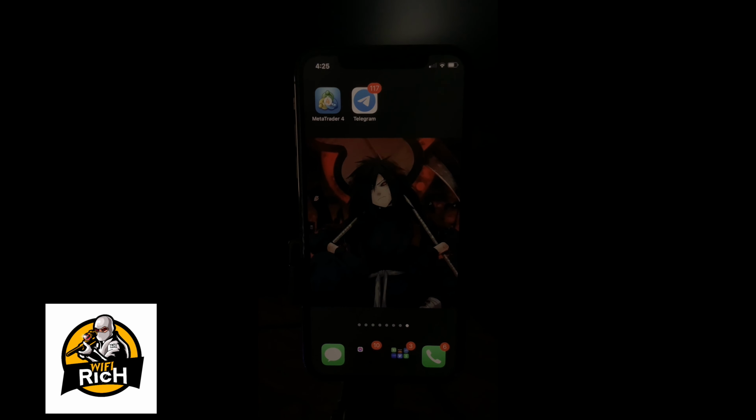Just a quick disclaimer, I'm not a financial advisor, nor is this any financial advice. This is education and guidance on how to utilize certain applications within your phone to help you leverage financial markets.